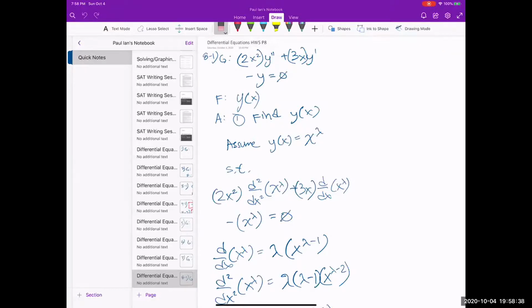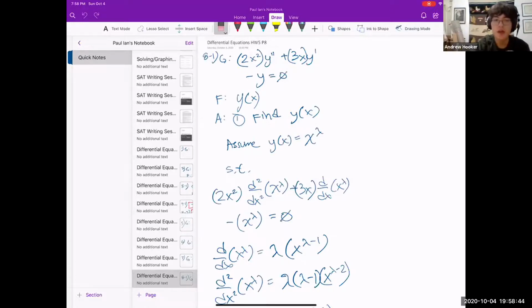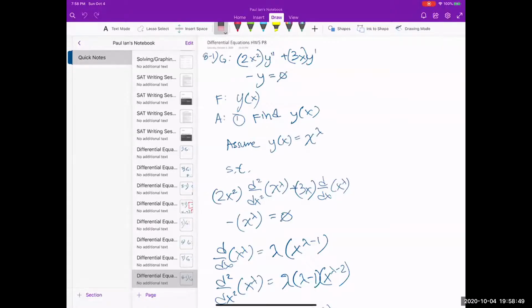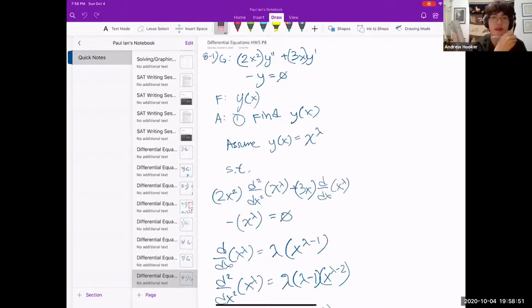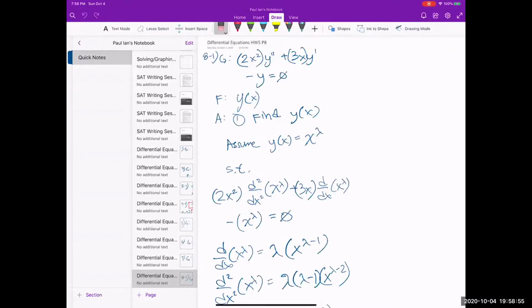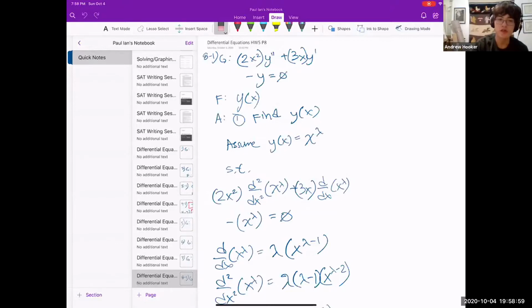What I did here, because you already know how to do 2 and 3, right? Look at 2 and 3. Those are too simple. Number 3, y double prime plus y, you know how to do that one. It has constant coefficients, so you don't have to do the Wronskian. You just solve for the general solution.